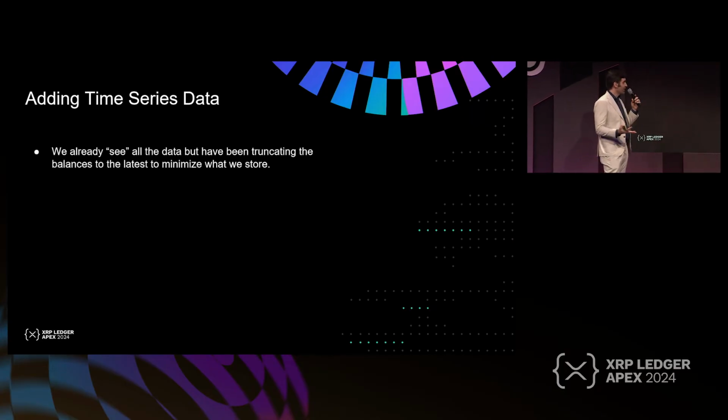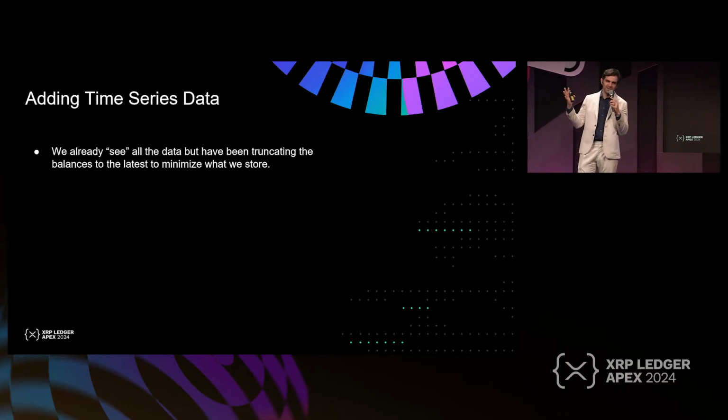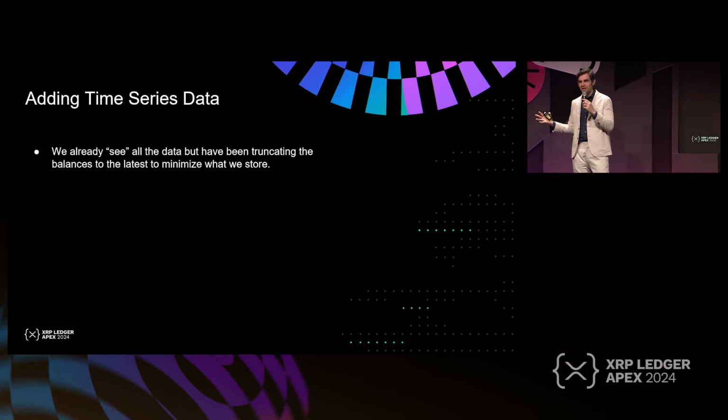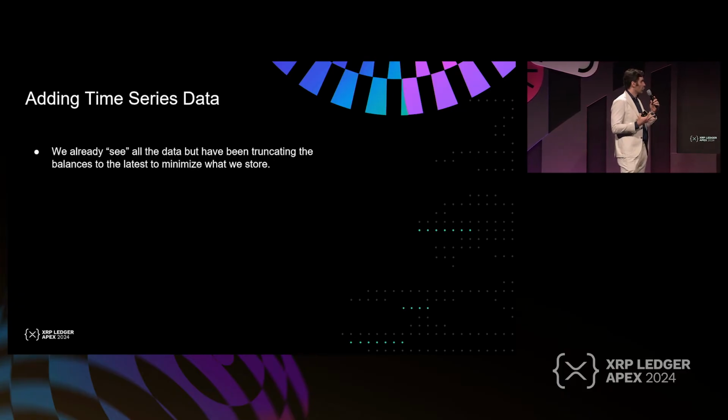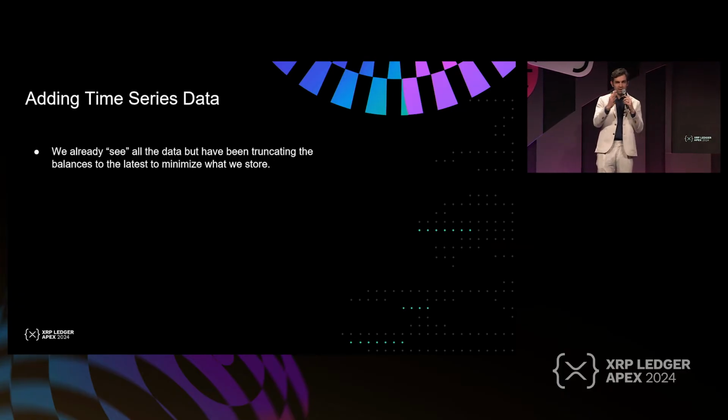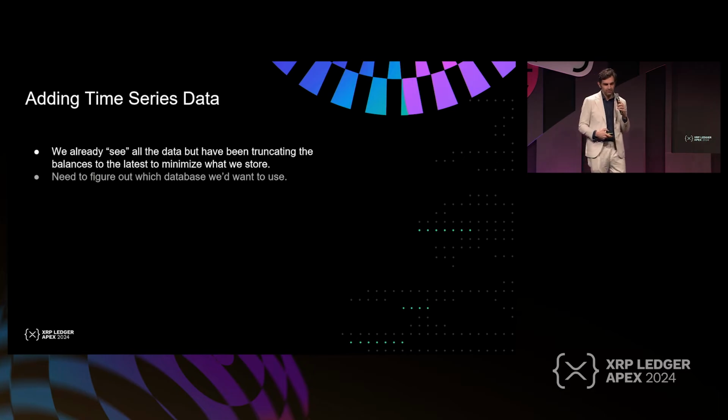So we already see all of this data, right? We're getting these diffs in. We try to not send them to the client directly because that could burden the client who just wants to show what the latest balances are. They don't want to have to worry about the order of events that are happening. But because we already see this data, we can produce this series of how the balance has changed over time.